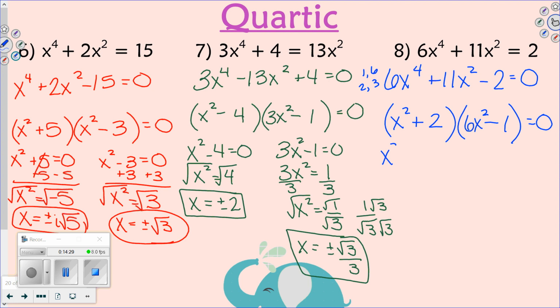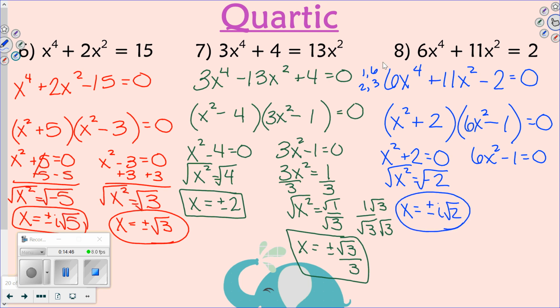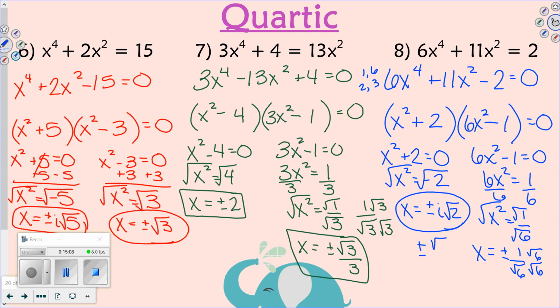We set each part equal to 0. x squared plus 2 equals 0, and then we have to solve. So we subtract 2, and then take the square root. So x equals plus or minus i radical 2. There are 2 of my answers. We'll add the 1, and then we have to divide by 6. And then take the square root, top and bottom. So x equals plus or minus 1 over radical 6. Cannot leave a radical on the bottom. So we get plus or minus radical 6 over 6.